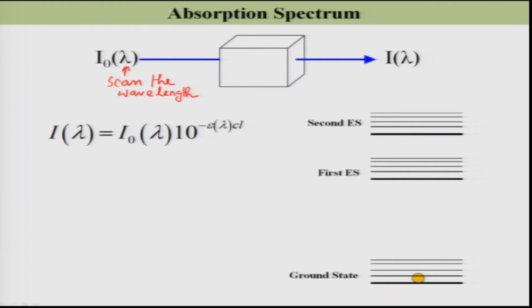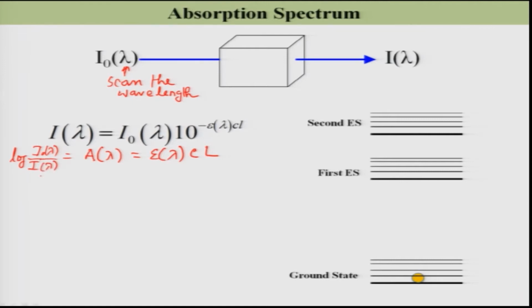And obviously, I as a function of lambda is equal to I0 times 10 to the power of minus epsilon, which is also a function of lambda, times C L. That means A as a function of lambda is equal to epsilon as a function of lambda times C times L, and this is equal to log I0 by I. These are both obviously functions of lambda.